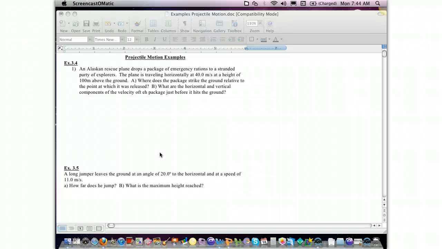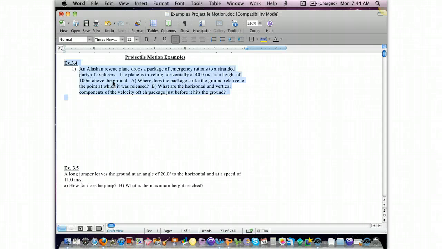Okay, this is our first example problem in projectile motion, example 3.4. This problem I consider to be the easiest because it has initially only horizontal motion. So we're looking at an initial velocity in the x direction, but not in the y direction. Okay, let's set this problem up.